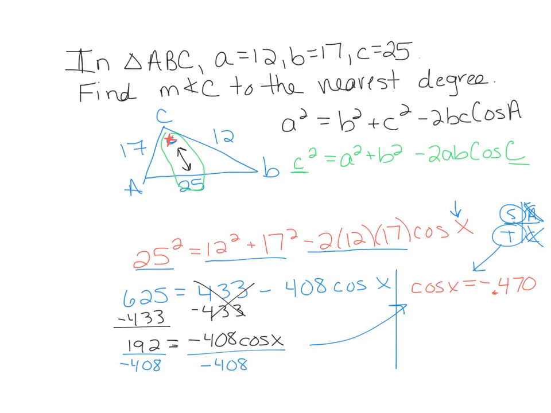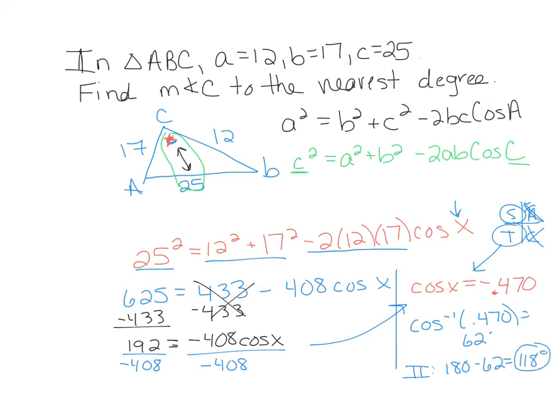Quadrant 3 will never fit in a triangle because it's greater than 180. Now, before I was having you change this to a positive to find the reference angle, which I can do here. So I'm just going to type this in. That gives me an angle of 62 degrees. So putting that in quadrant 2, 180 minus 62, okay, equals 118 degrees, which is my answer.